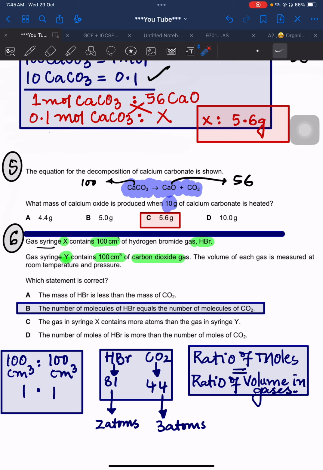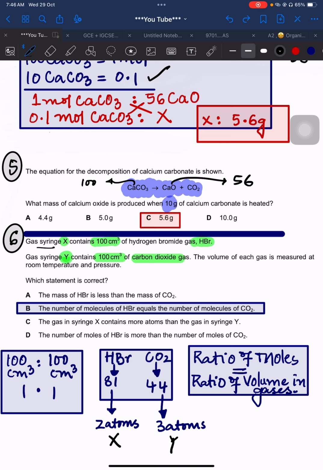Then the C option, why C and D are incorrect. The gas syringe in X contains more atoms than gas syringe Y. Okay, let's write X and Y over there. So this is X, and this is Y. The examiner is saying that X contains more atoms than Y. No, this is wrong. Why? Because X has HBr, which has two atoms in it, one is H and one is Br, whereas Y has three atoms in it, one carbon and two oxygen atoms. So overall, three atoms are there in Y. That's why C option is wrong.